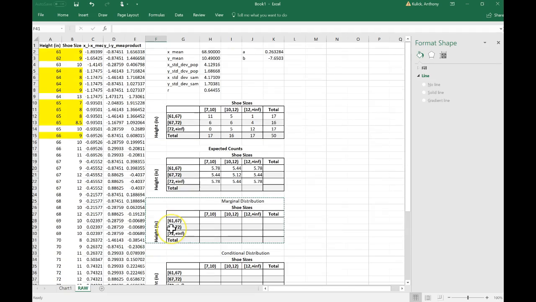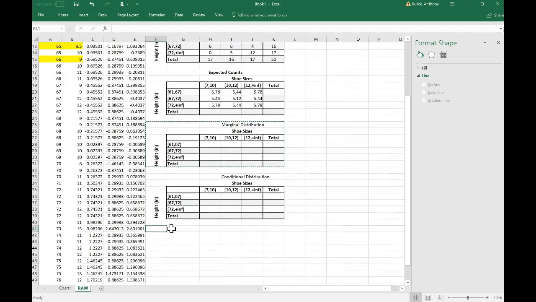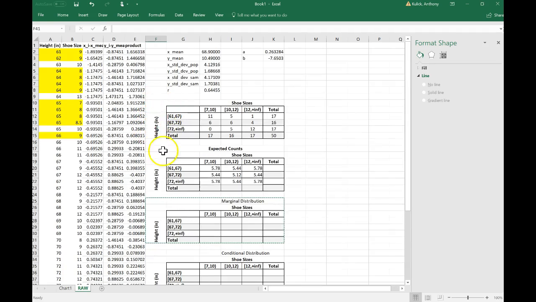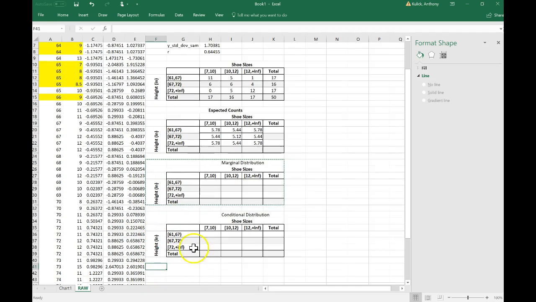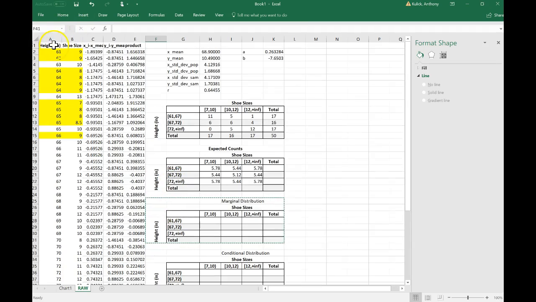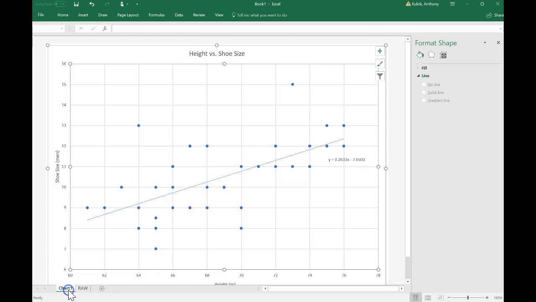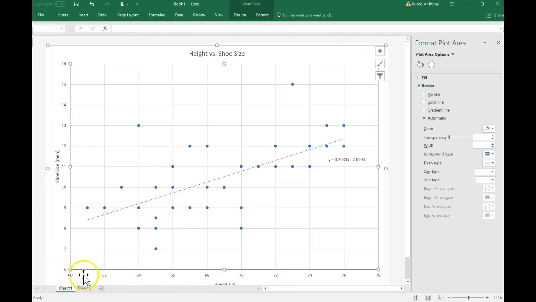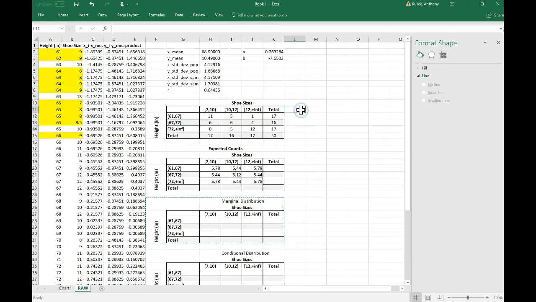One thing that I want to make note of is that we put our independent variable here as the rows. That is kind of the standard. So we said that shoe size is dependent on height. So we have height as our rows and shoe size as our columns. And that matches up with our chart here, where we have height on the x-axis and shoe size on our y-axis. So I forgot to mention that earlier, so let's make note of that here. And now back to marginal and conditional distributions.